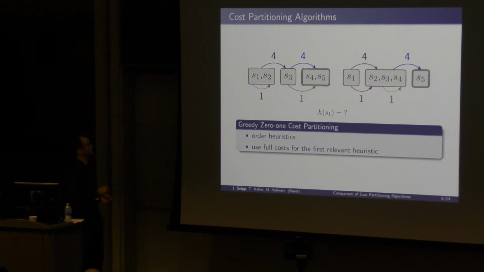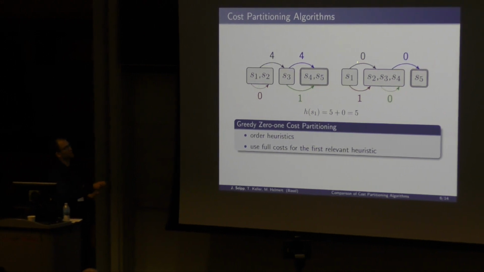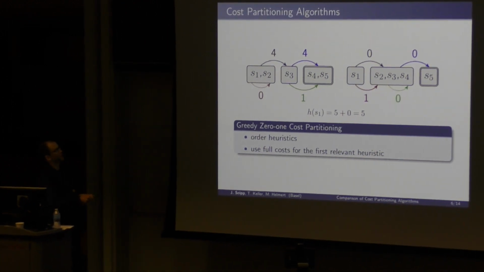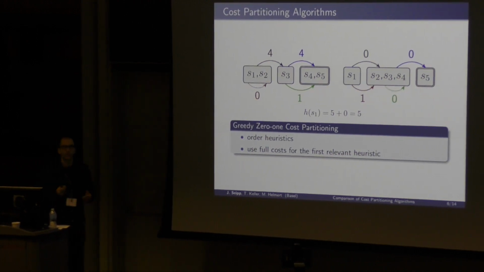It orders the heuristics. So for example, choosing to order heuristic 1 first and then focusing on heuristic 2. And then it uses the full cost for each operator for the first relevant heuristic. So in this case, all these 3 operators here are relevant in this abstraction, so they get their full costs. And this one is not relevant, so we keep the costs and we can use it here. But all the others are already 0, so we get a heuristic estimate of 5 plus 0 for this abstraction. But we can already see a problem here.